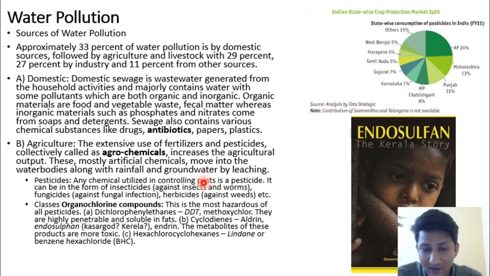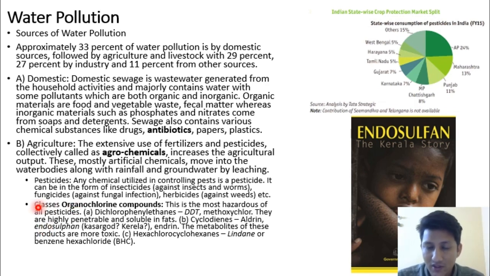Suppose there are weeds that are growing in your field, and because of that your main crop is not getting sufficient nutrition. So to kill insects we use insecticide. To kill fungus we use fungicide. To kill a plant, a weed, we use herbicides. All these three are different categories of pesticide. Now we will learn about different classes of pesticide. So we will start with organochlorine.